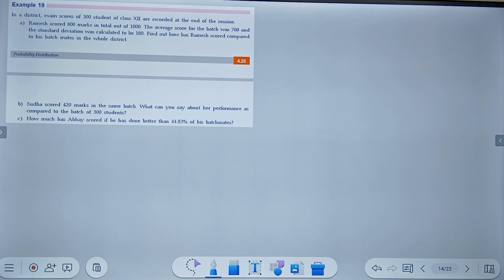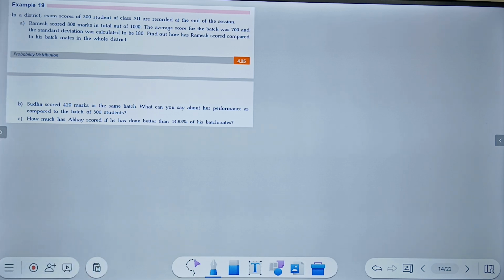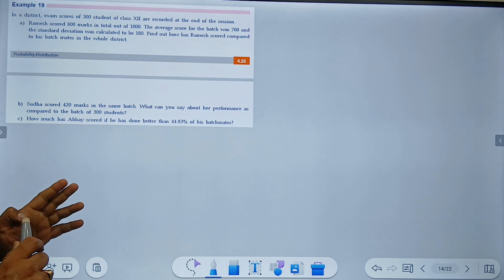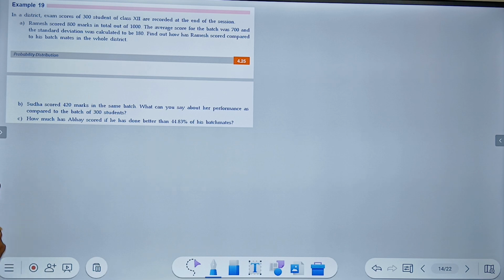This is example 19. In a district, exam scores of 300 students of class 12 are recorded at the end of the session.